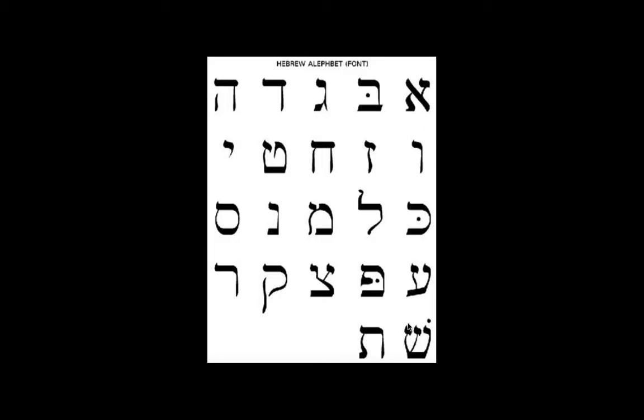So let's go back and review. Aleph, Bet, Gimel, Dalet, Hey, Vav, Zayin, Chet, Tet, Yud, Kaf, Lamed, Mim, Nun, Samech, Ayin, Pei, Sadi, Kuf, Resh, Sheen. And our final letter is a Tav.